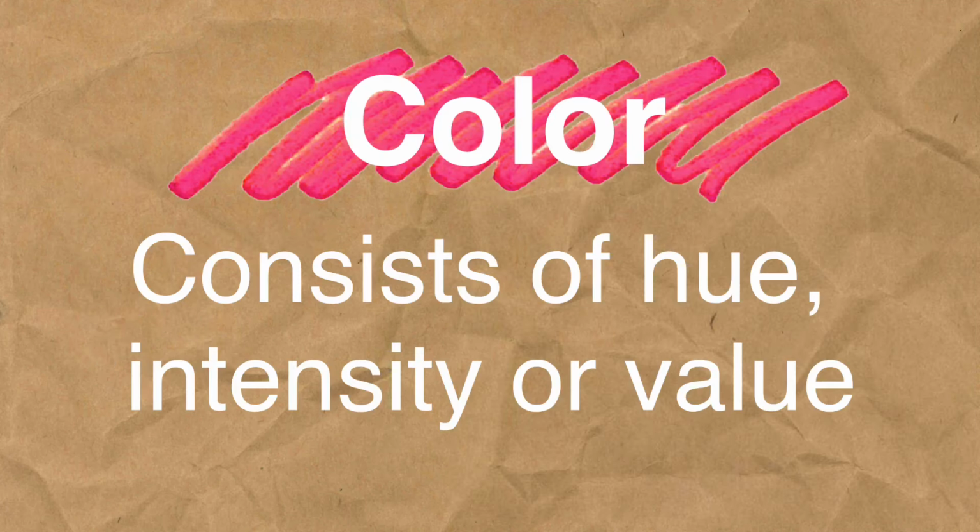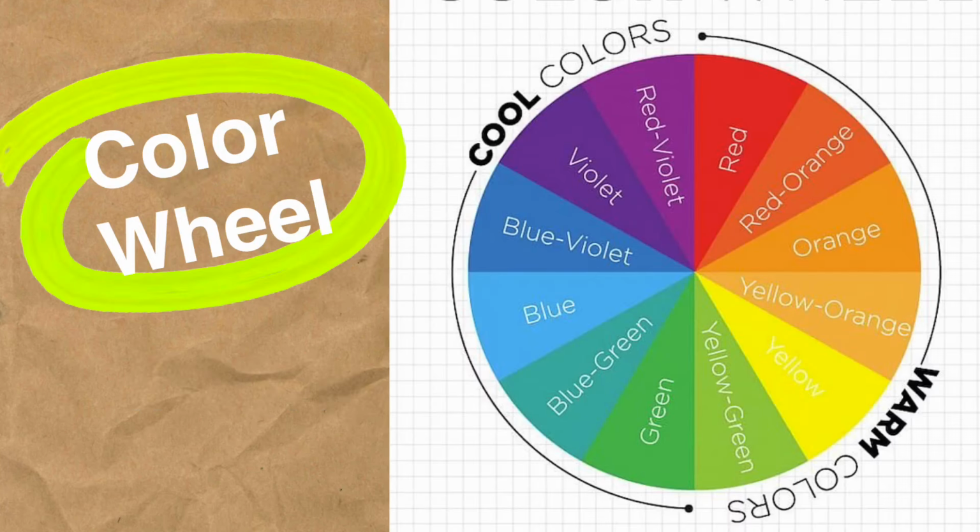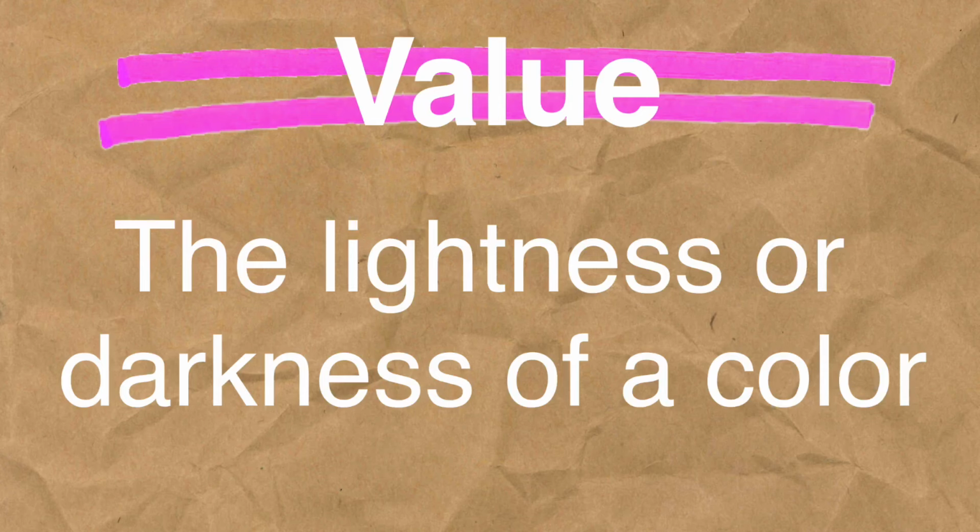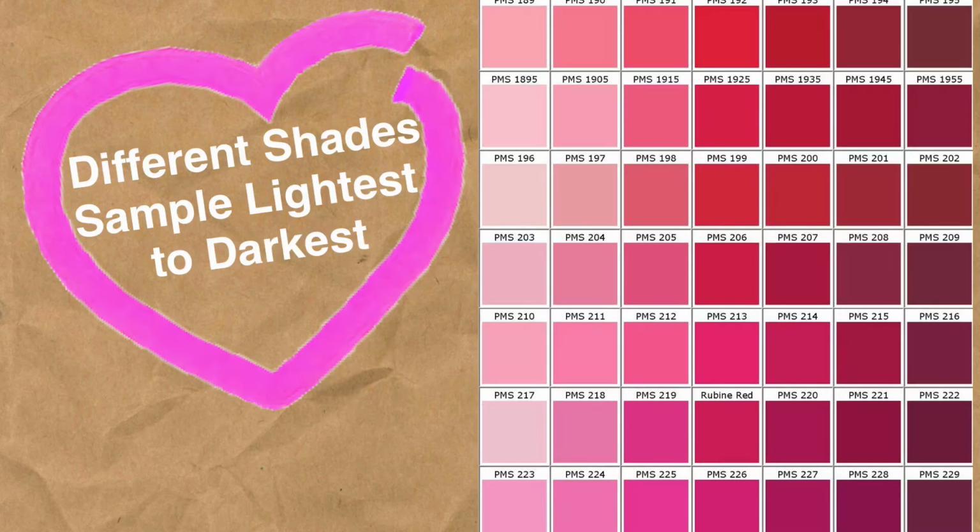Color consists of hue, intensity, or value. Here is a color wheel. You can find the different kinds of colors here. There are cool colors and there are warm colors. There are primary colors and secondary colors. Value, the lightness or darkness of a color. Sample of colors from lightest to darkest.